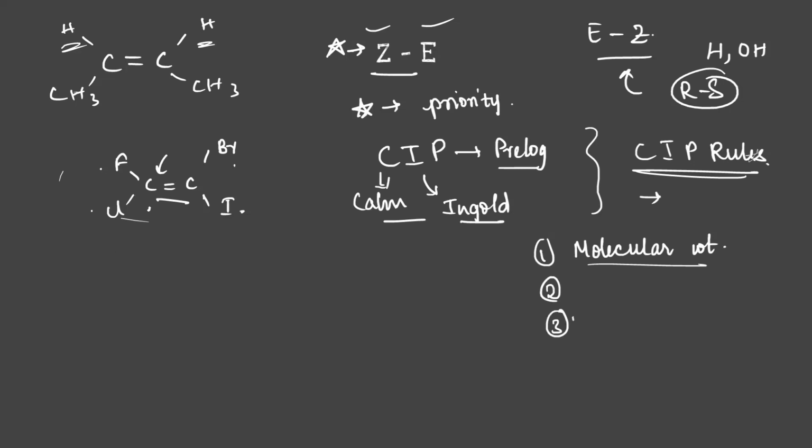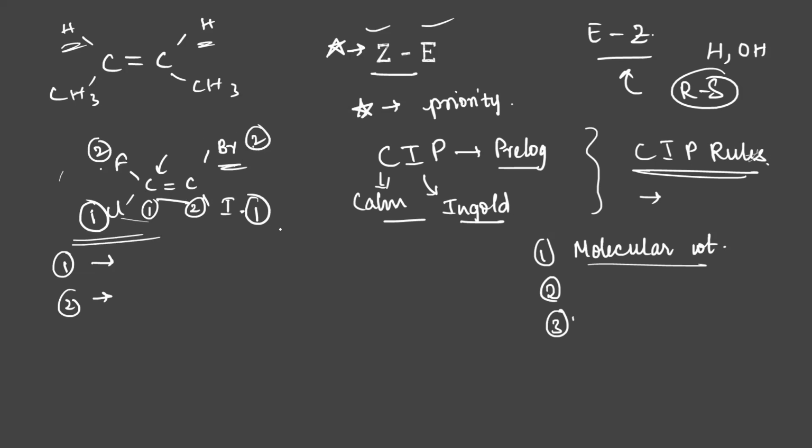I name this carbon 1 and this carbon 2. For carbon 1, out of fluorine and chlorine, which has more molecular weight? Chlorine has more molecular weight, right? So chlorine gets the first priority. Now, for the second carbon, bromine and iodine. Among bromine and iodine, iodine has more priority. Give it number one. Fluorine gets the second priority here, and bromine gets the second priority.